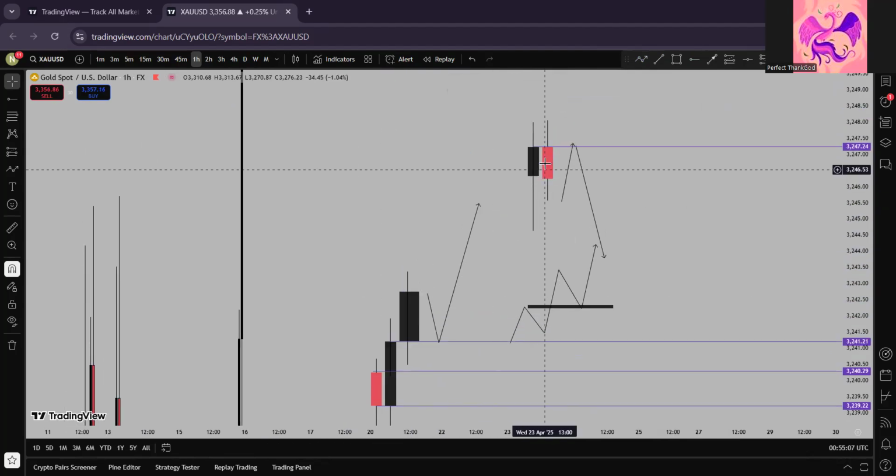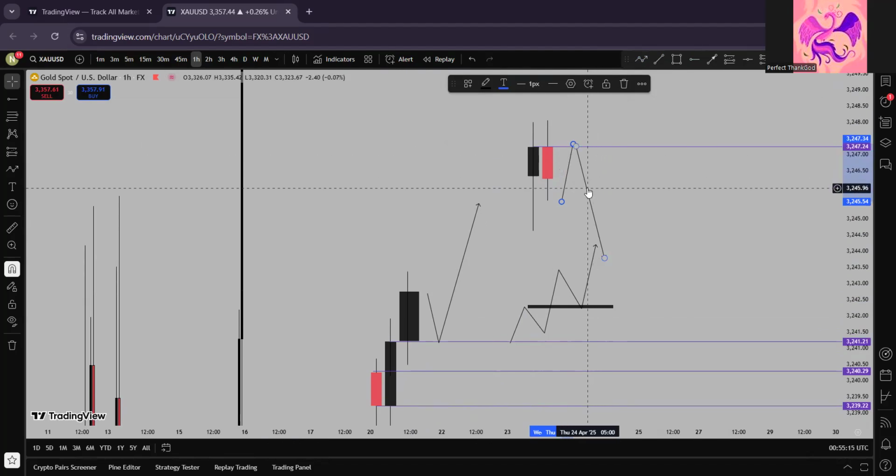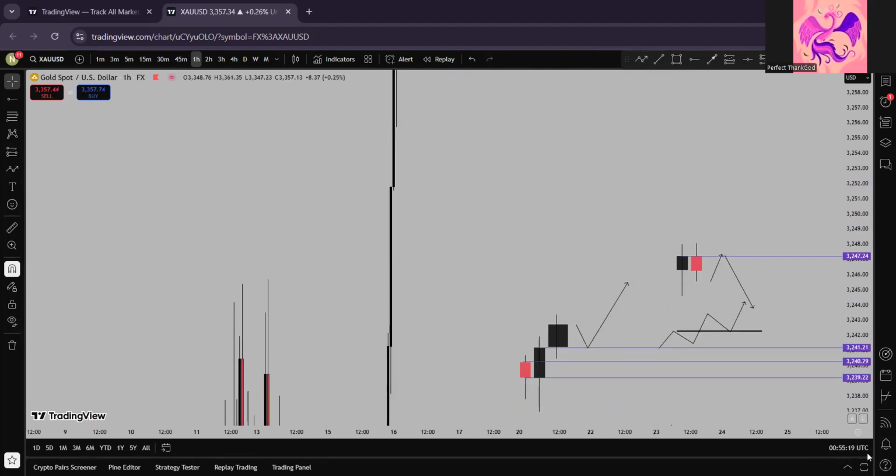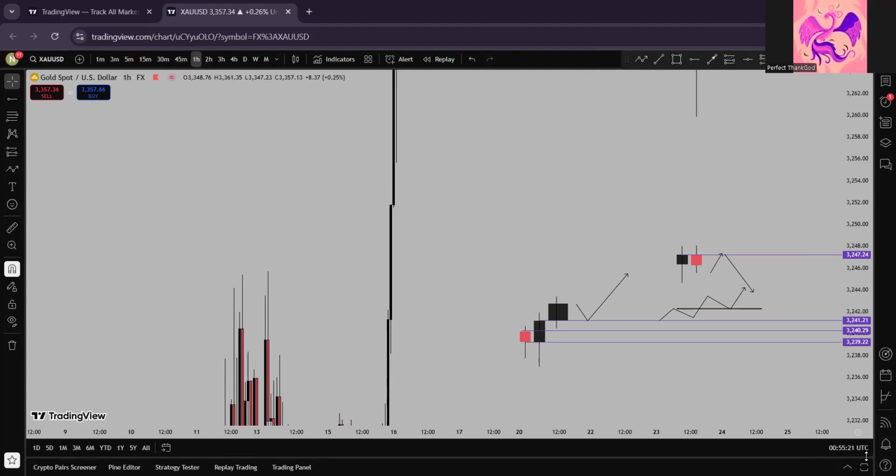Same thing on the sell side. Please, I don't want to make the video long. Just understand. Let me show you real examples of where a setup like this played out.